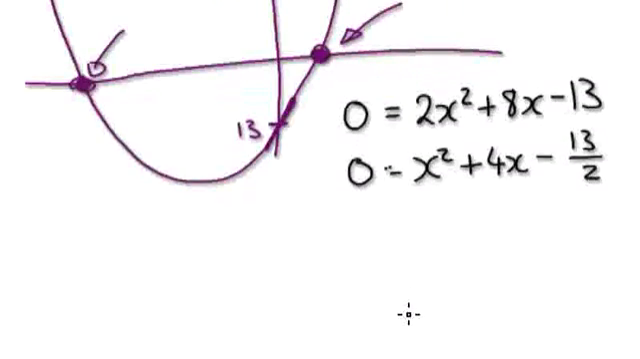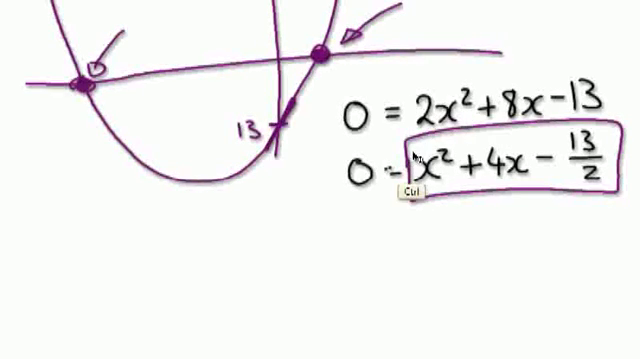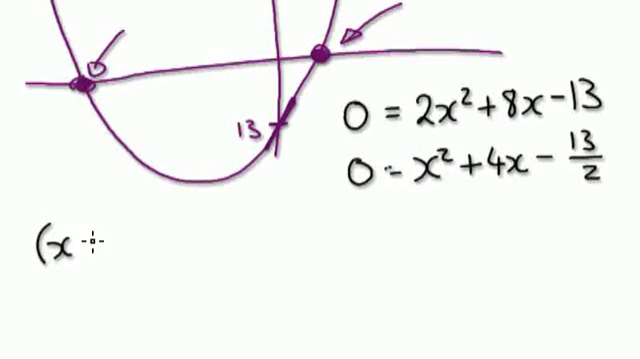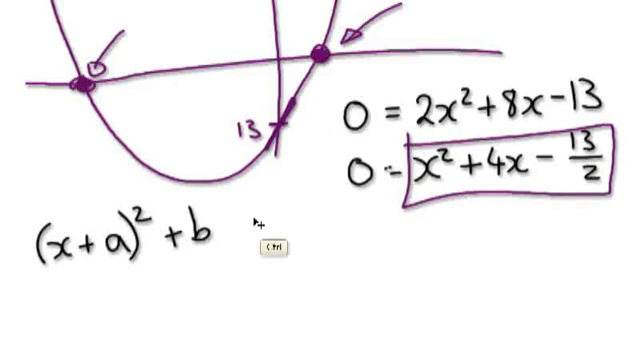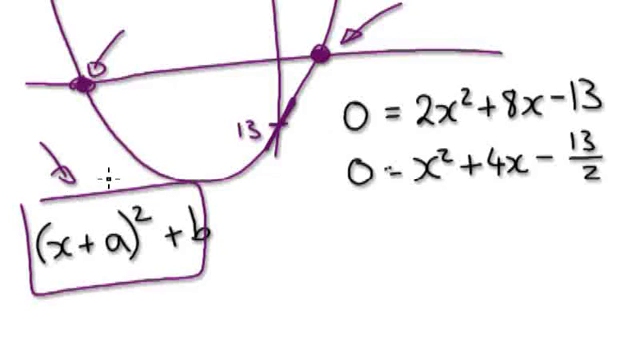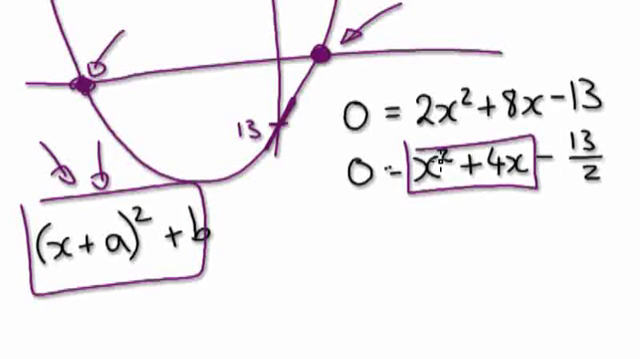Now we want to rewrite this in the form x plus a, squared, and then plus or minus b. This form is actually very useful because later on we will be able to work out the lowest point. But at the moment, let's just concentrate on these 2 points. Now, in order to do this, this is the hard part. Keep your eyes on this bit here. Just concentrate on these 2 terms. How would we be able to create these 2 terms?